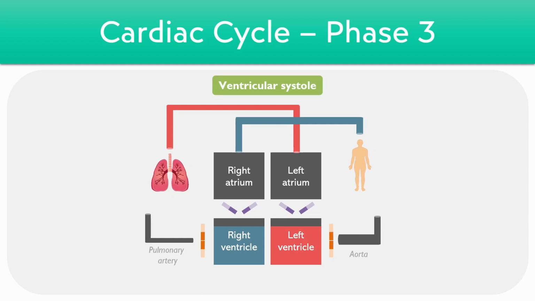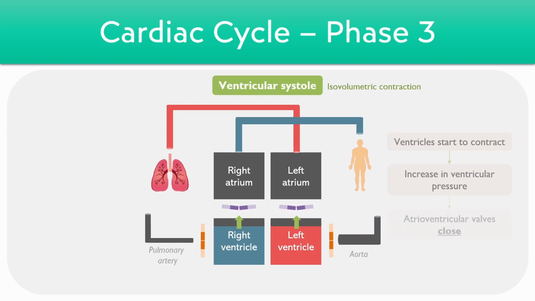The third phase of the cardiac cycle is the start of ventricular systole, and more specifically it's called isovolumetric contraction. To explain this, both ventricles start to contract, which increases the ventricular pressure. As you can see, the blood wants to move back into the atria due to the pressure gradient which has been established. However, because of the presence of the AV valves, instead of the blood moving back to the atria, it forces the valves closed instead.